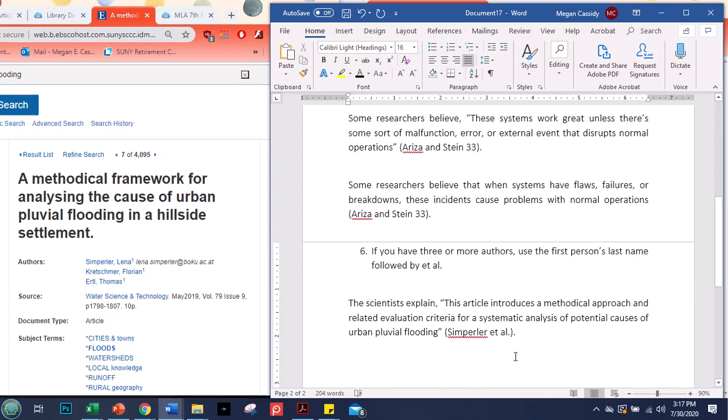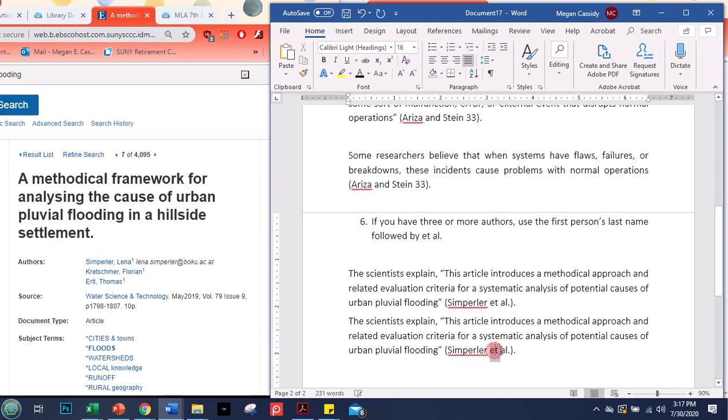Now let's say that this happened to be on, I don't know, page 105, okay? Then it would be Simperler et al. 105. And it would look like that.